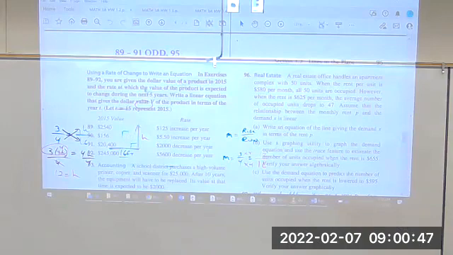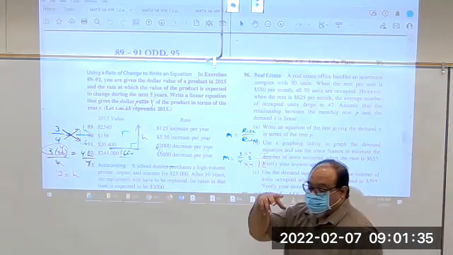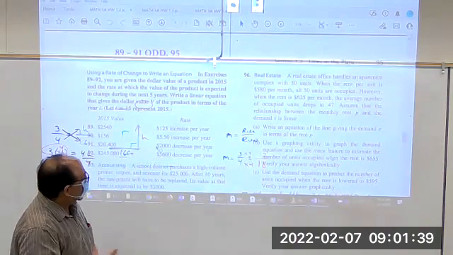Let me read the question. You're given a dollar value of a product in 2015 and the rate at which the value of the product is expected to change during the next 5 years. Write a linear equation that gives a dollar value V of the product in terms of the year T. Let T equal 15 represent 2015. So in number 89, in 2015, it was worth $2,540. And the increase is $125 per year. But in number 91, in 2015, it starts at $20,400 and it decreases $2,000 per year. So that information is language that you have to interpret, making the word problem into a math problem. So which one do you want, 89 or 91?